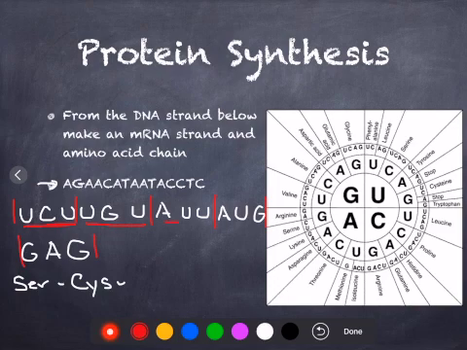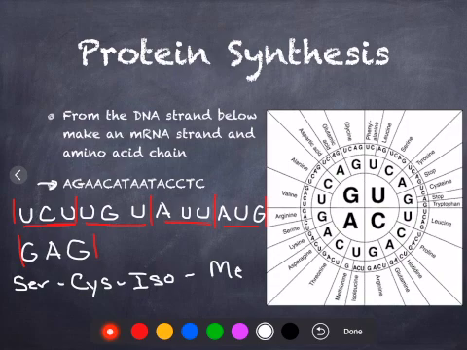Okay? I go to my third one, AUU. A, U, U would be isoleucine. Isoleucine, really close. Okay, my next one, AUG. AUG would be methionine. And my last one I have would be GAG. And GAG is glutamic acid. So that would be how I would make my amino acid chain from the chart.